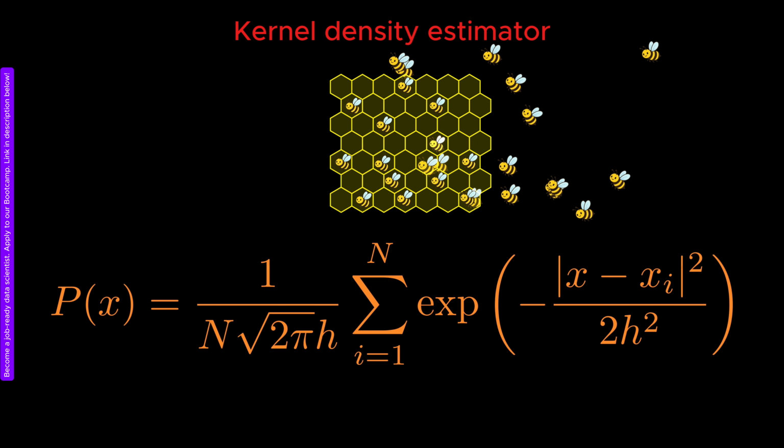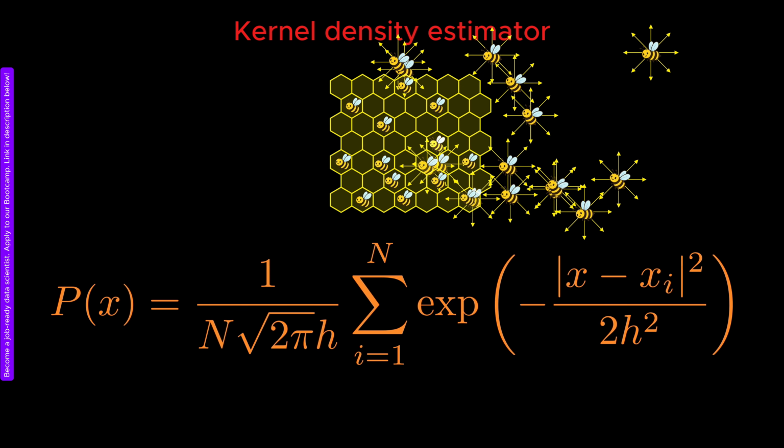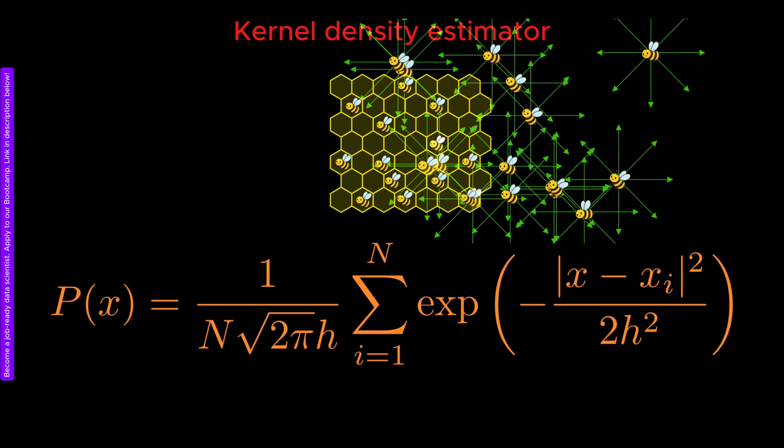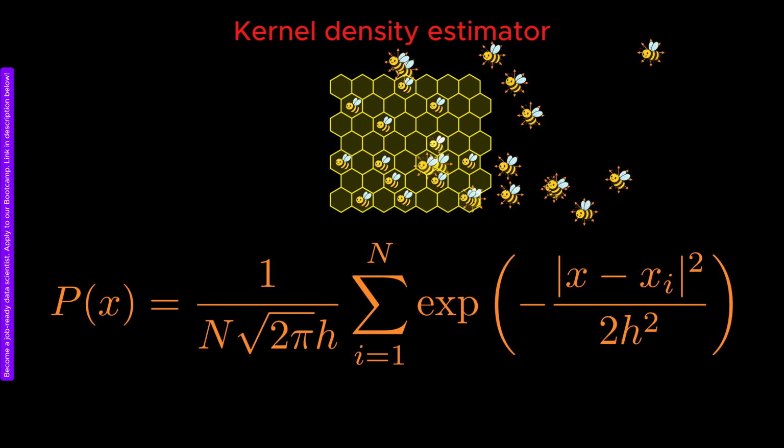You can think of h as how spread out each bee's influence is. Large h means every data point influences a wide region. Small h means influence is tightly localized. We usually treat h as a hyperparameter. We inspect various values and see which one gives a better score.